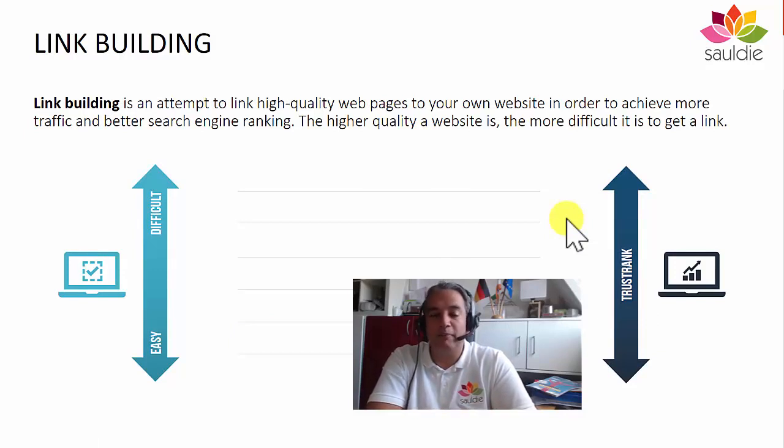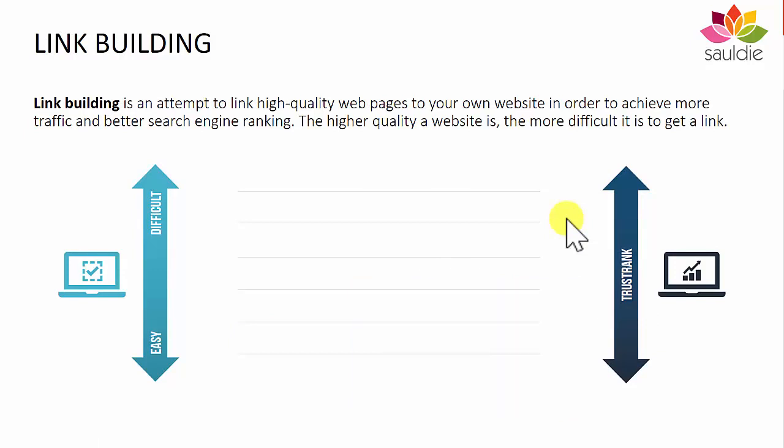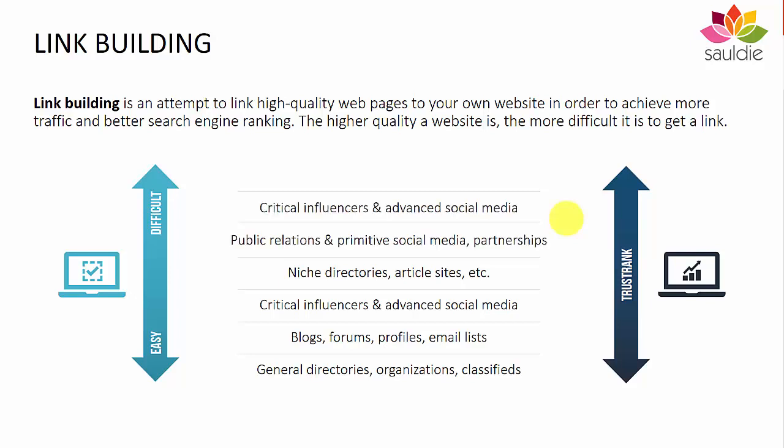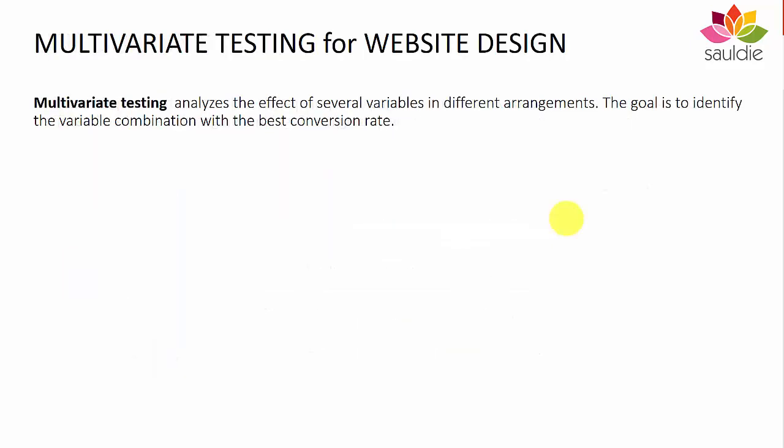So link building is very important because that creates visitors. There are easy ways, for example, general directories, blogs, forum profiles, critical influencers, niche directories. And the higher we get, the more difficult it gets, but the higher is the trust of Google and search engines into our website. So critical influencers and advanced social media is very important, and high authority sites. So these critical influencers, it depends on how much reach they have, how trustworthy they are already in Google. There are many ways on how to measure that. If you're interested in that, please feel free to ask.